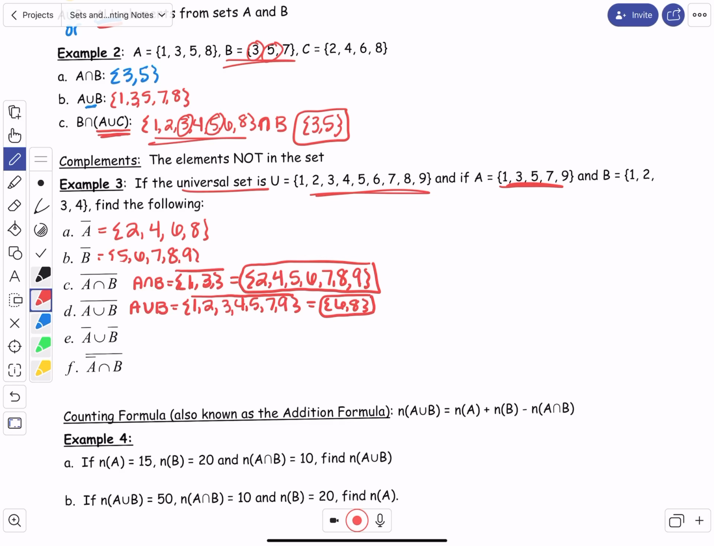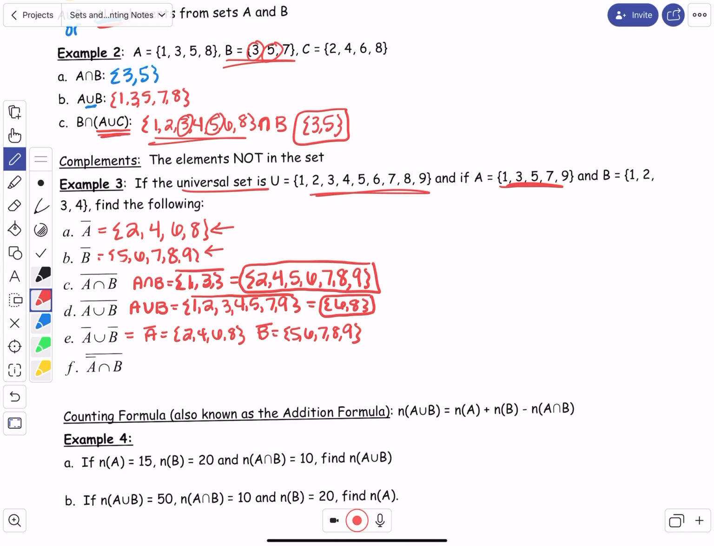Okay, so now on this one, these are a little bit different. So I'm going to do the complement of A, which I've already done up here. So the complement of A, remember, was 2, 4, 6, and 8. And then remember the complement of B, I did right here, was 5, 6, 7, 8, and 9.